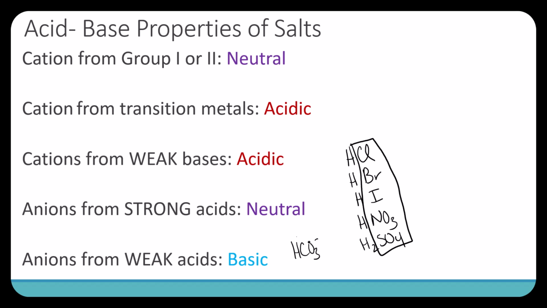So let's put this into practice. So it's not going to be that I'm going to put like chlorine and be like, is that neutral, basic, acidic? You're going to be given these salts. You're going to be given two ions that have come together in a compound, and I'm going to say, here's a salt. What would happen if I drop this into water? Would it change the pH?